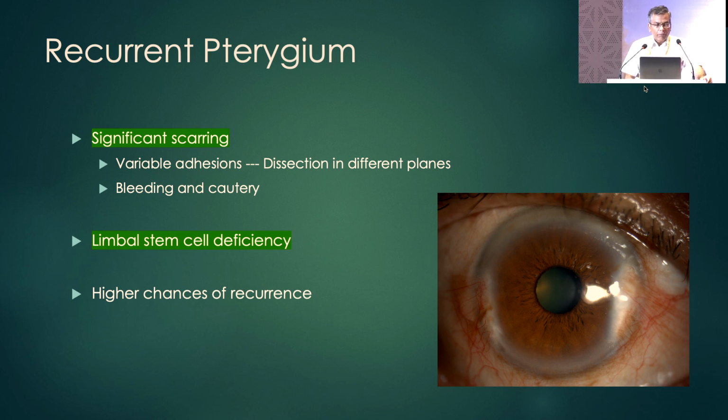So, another important group of patients which benefit from amniotic membrane graft are patients who have a recurring pterygium. It is important that these patients have significant scarring. They have variable adhesions at different levels, so the dissection is going to be equally traumatic for these patients. You have to use more cautery because the chance of bleeding is more. Therefore, you actually enhance the chance of limbal stem cell deficiency in that area and also chances of scleral ischemia.